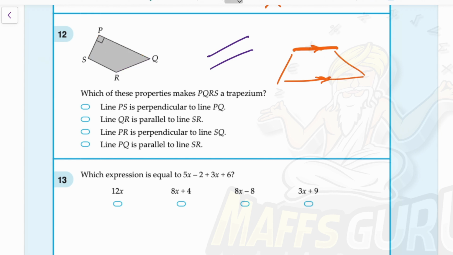And then line PQ is parallel to line SR. Well, there we go. As I said there, when we have 2 parallel lines and 4 sides, it is a trapezium. So again, that one there would be the one that I would choose.